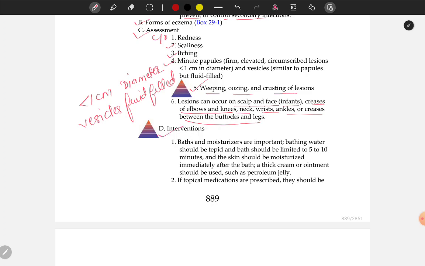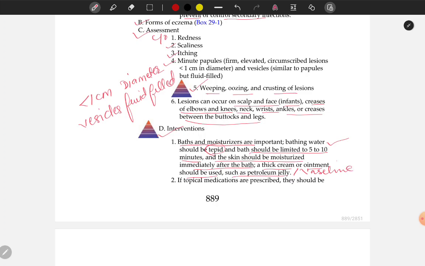What do you give this child to relieve all these symptoms? First, bath and moisturizers are important. What you have to keep in mind is that bathing water should be tepid. Tepid means tap water. The bath should be limited to 5 to 10 minutes only, and the skin should be moisturized. Immediately after the bath, a thick cream or an ointment should be used, such as petroleum jelly like Vaseline.